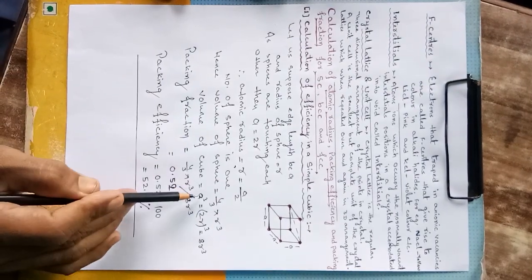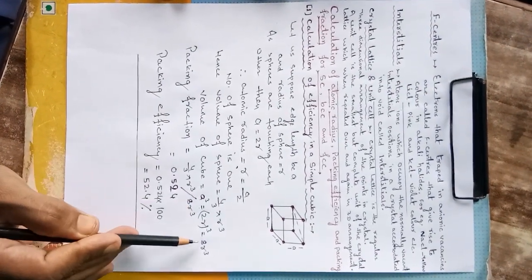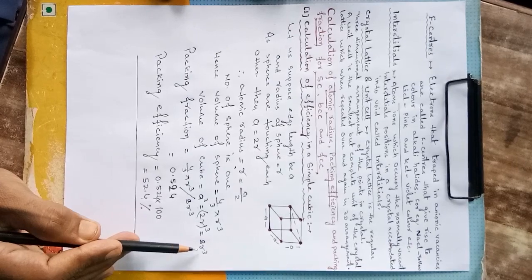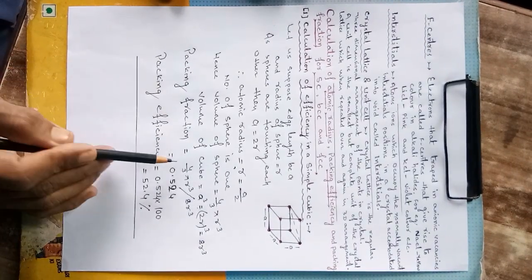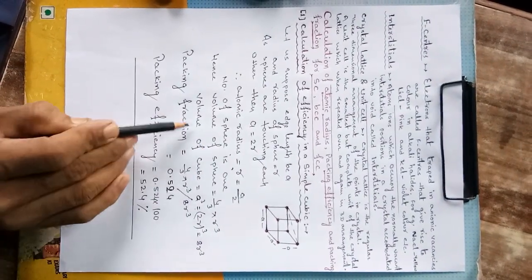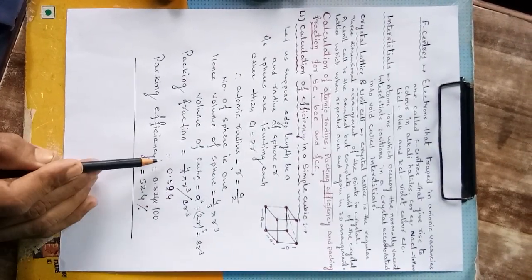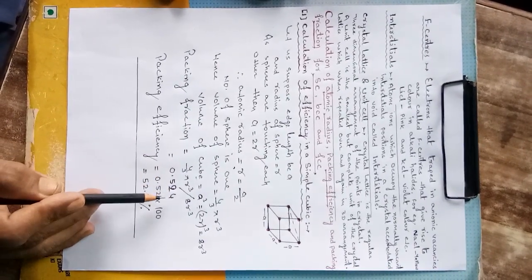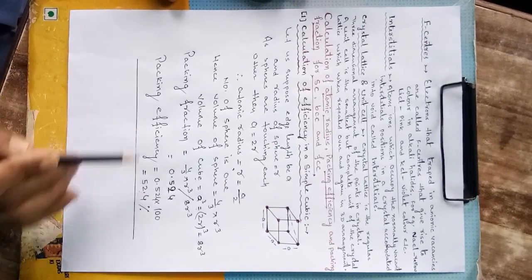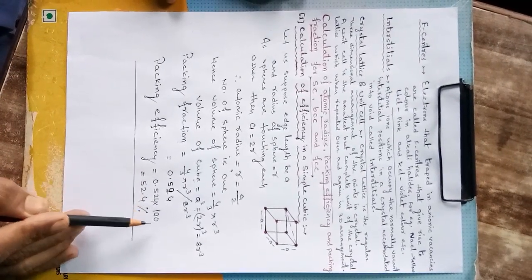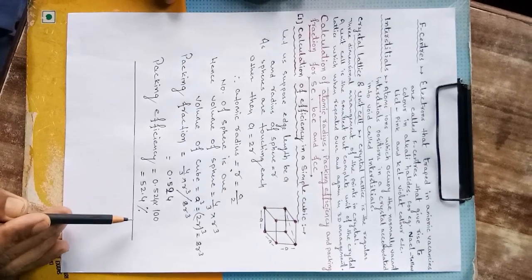Volume of cube equals a cube, that is (2r) cube. We are getting 8r cube. So the packing fraction equals spherical volume divided by cubical volume. So 4 by 3 pi r cube divided by 8r cube, approximately we are getting 0.524. When we have to find out packing efficiency, it becomes 0.524 into 100, that is 52.4.